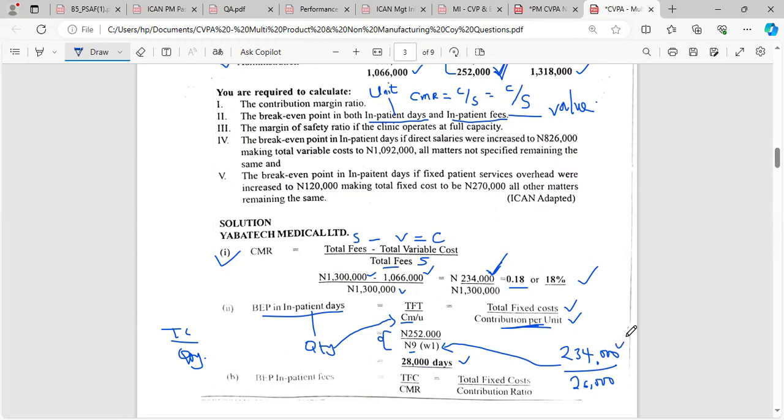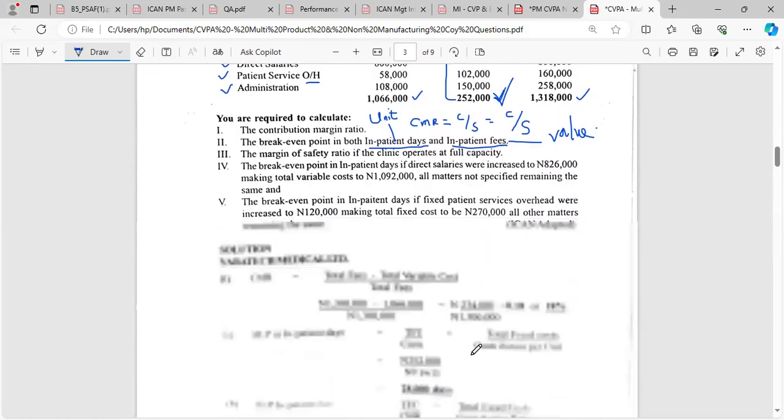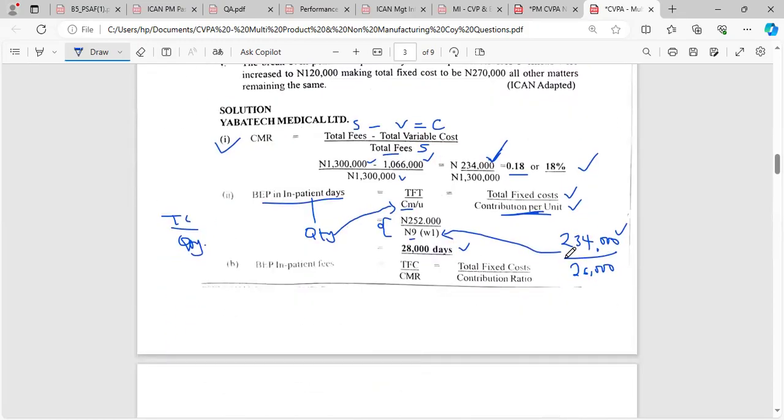So this 234,000 divided by the inpatient days in the question, 26,000 per annum, will now give us the contribution per unit or per day. Do you understand? That gives us 9 naira. Then 252, which is our total fixed cost, divided by our contribution per unit, which is 9 naira, will now give us 28,000 days. I hope this makes sense.